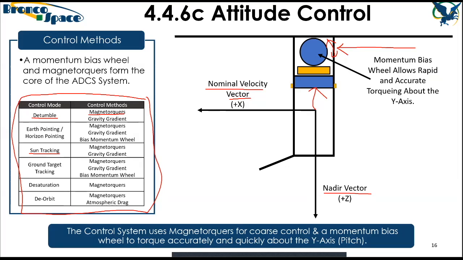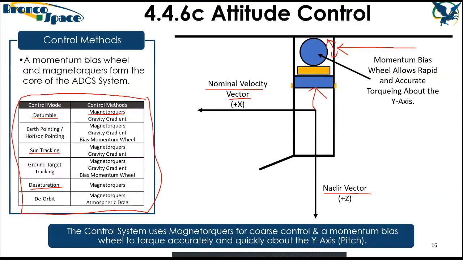Then we might have sun tracking, right? If you have deploying solar panels, when we need to charge the spacecraft up, we'll want to make sure they're pointed so that they're perpendicular to the oncoming sunlight so they generate maximum power. There might also be ground target tracking, right? Where we're flying over a ground target and we want to maintain a fix on it as we fly by so the camera has a lot of time on target.